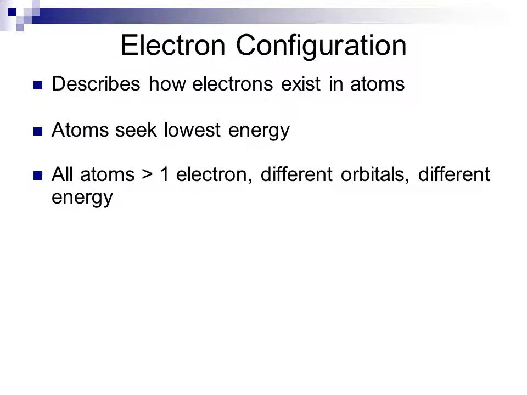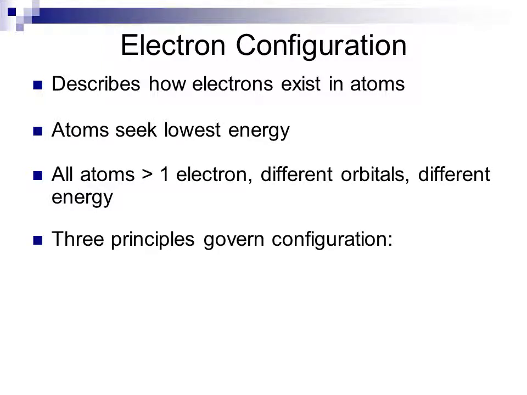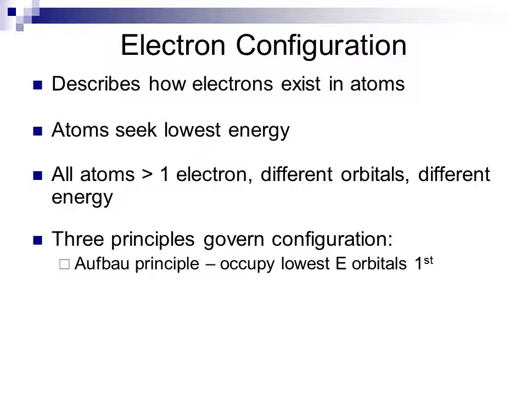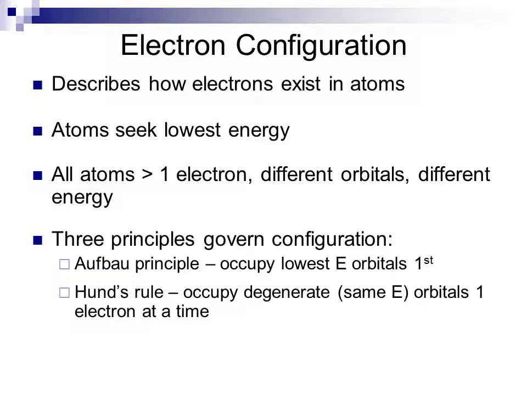All atoms which have more than one electron will have different orbitals, and each of the orbitals will have different energies. There are three principles which govern the configuration of electrons in an atom. The Aufbau principle states that electrons will occupy the lowest energy orbitals first, which means that they will not occupy higher energy orbitals until lower energy orbitals are filled. Hund's rule says that electrons will occupy degenerate orbitals, that is, orbitals which have the same energy, one electron at a time before they begin to put two electrons in the same orbital.